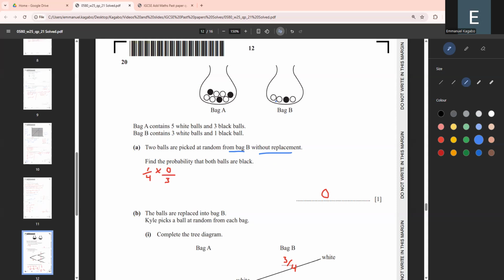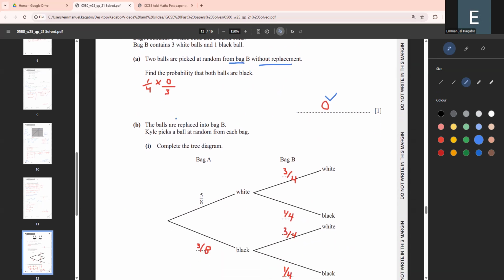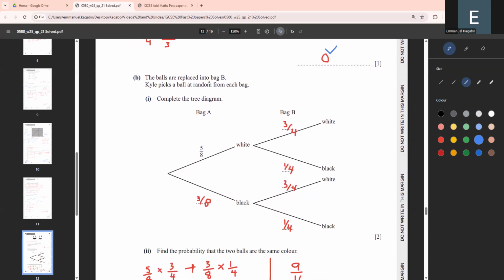Okay. How many black balls do you have in bag B? It's only 1. So the probability of picking the first one is 1 over 4. What about picking the second? It will be 0. So picking both black balls will be 0 because you have only 1 black ball in bag B. Now, the balls are put back into bag B.